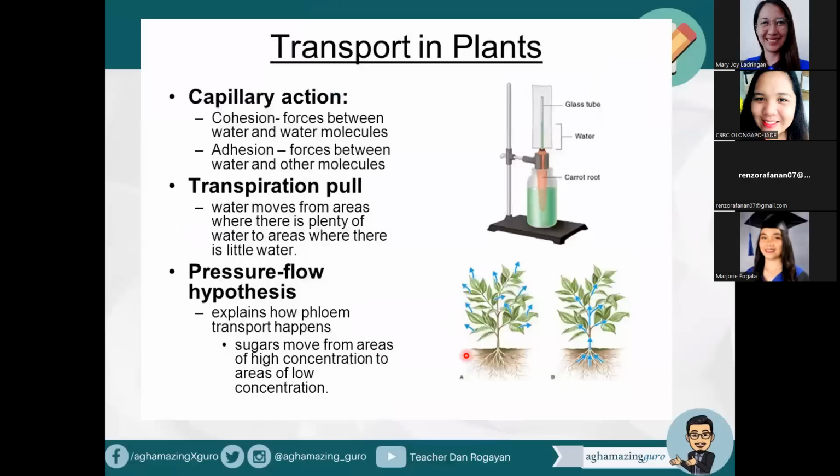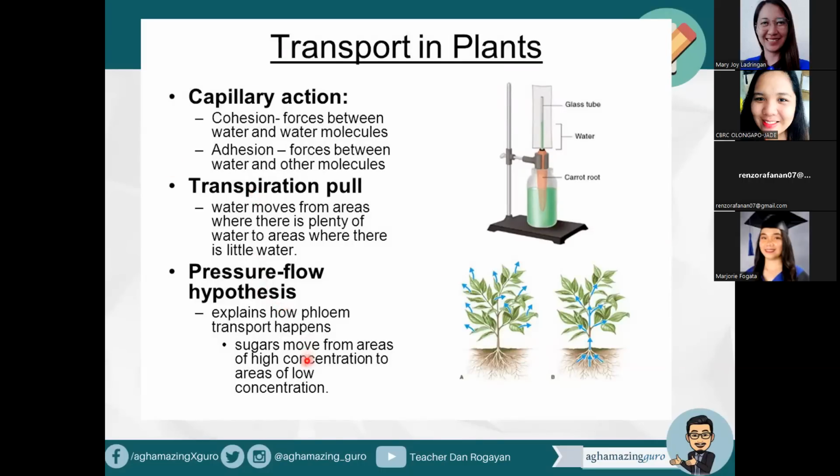Okay, next. These are some of the transport in plants. Now we have capillary action, with two forces. Cohesion is the force between water and water, the same molecules. Water and other molecules is adhesion. Cohesion, the same. Adhesion, different. Natandaan. In the transpiration pull, water moves from areas where there is plenty of water to areas where there is little water, and the excess water is evaporated to the atmosphere through transpiration.